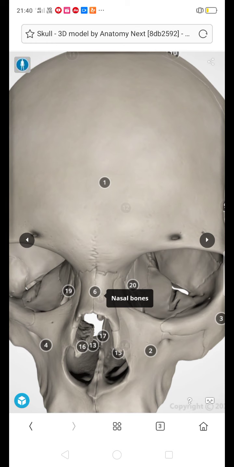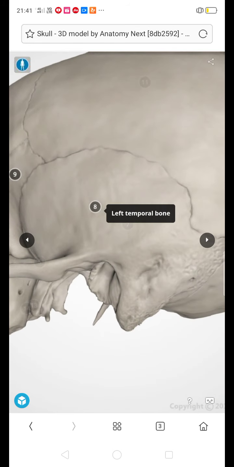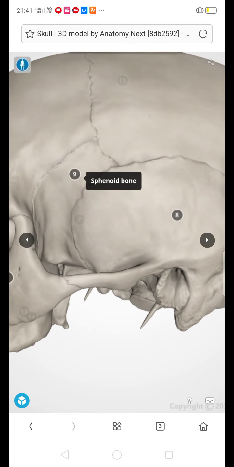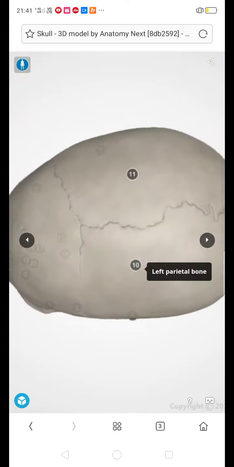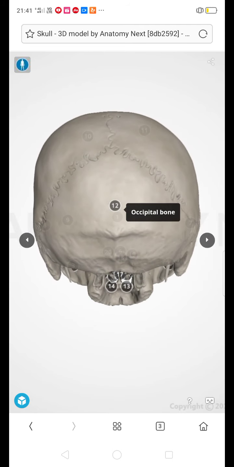Those are the nasal bones, the right temporal bone, left temporal, sphenoid, that is the greater wing of sphenoid, the left parietal, right parietal bone, occipital bone.